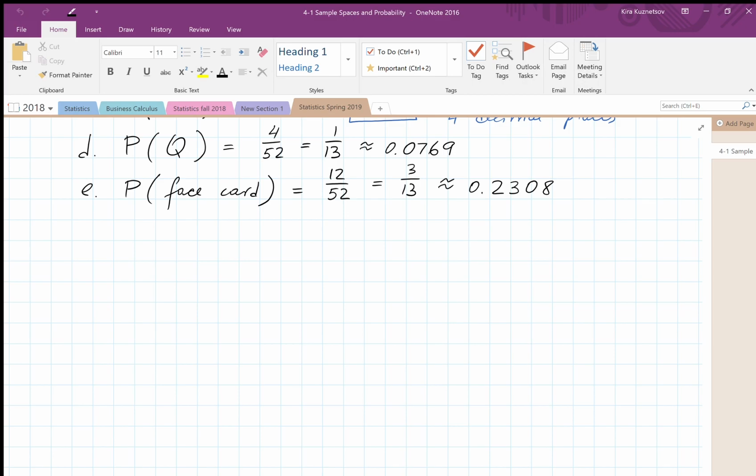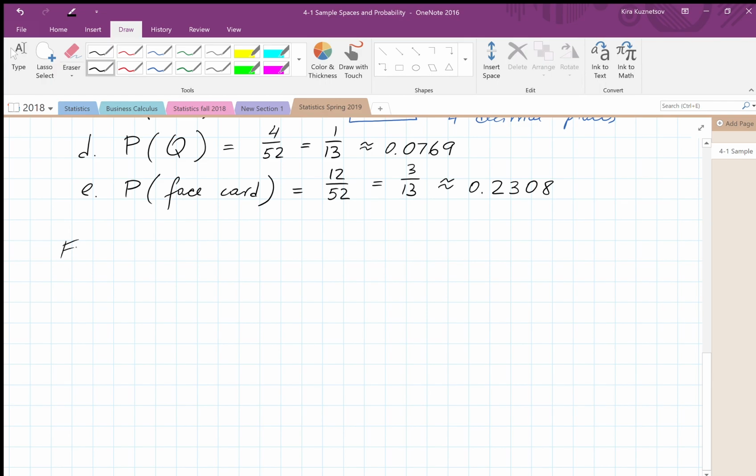Going back to the examples in the book, my next example is 4-8. We are rolling a die, so this is my probability experiment. When a single die is rolled, find the probability of getting a 9.